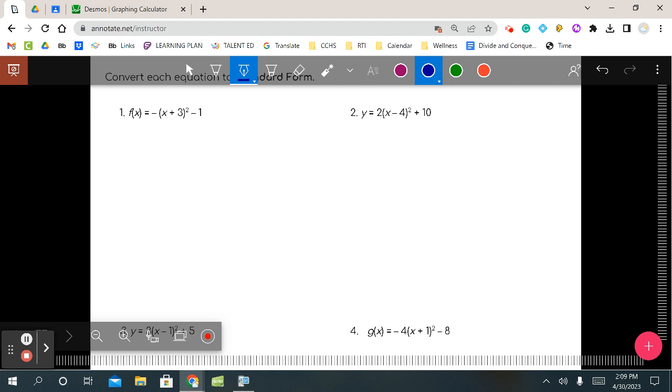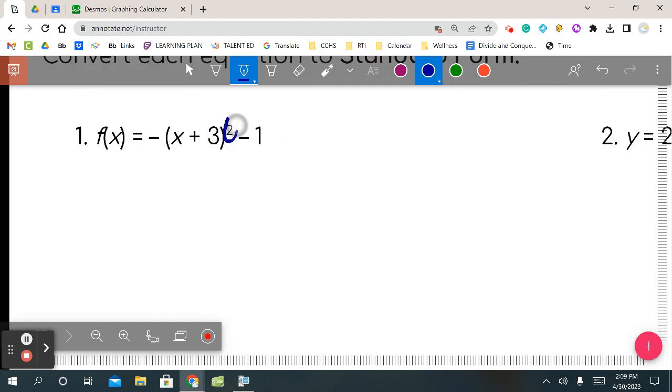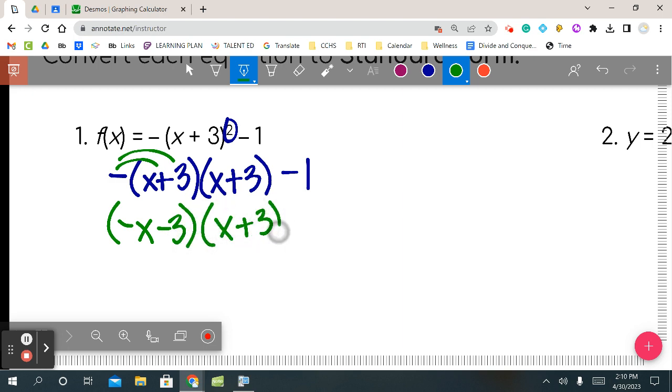First thing I do, if that parentheses is squared, I need to write the parentheses twice. So that negative stays out in the front, and I write x plus 3 twice. Don't forget the -1 on the end. Keep it there. The negative just gets distributed to the first set of parentheses, and it will multiply everything in there by that -1.